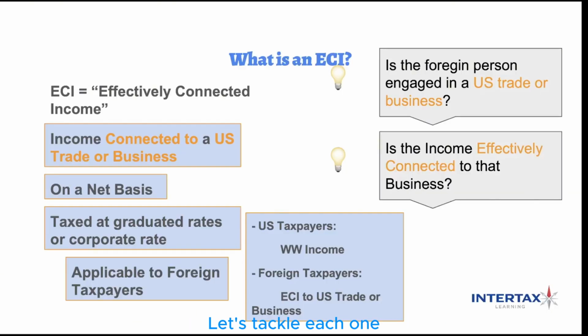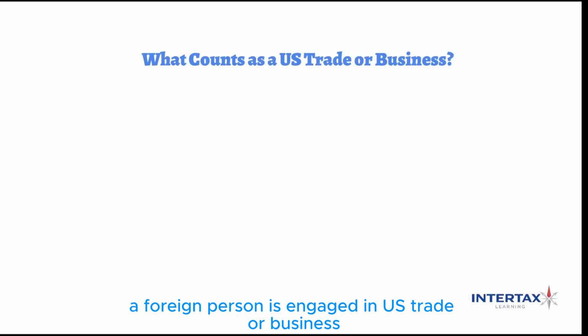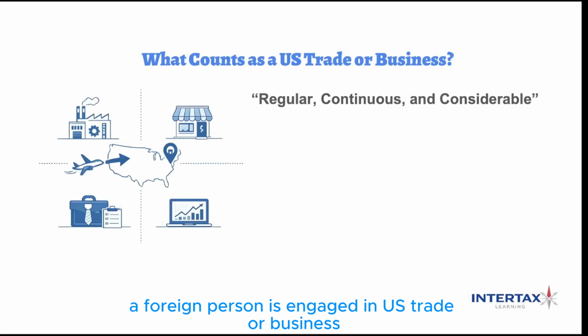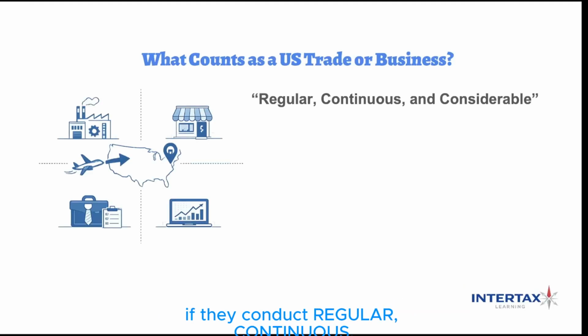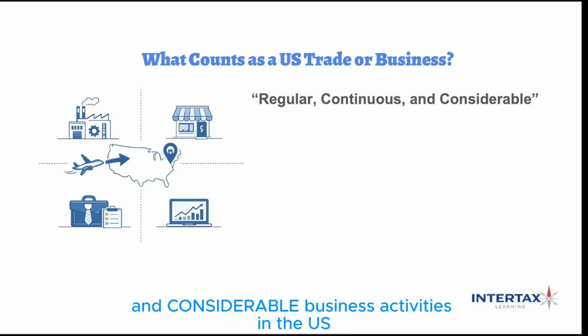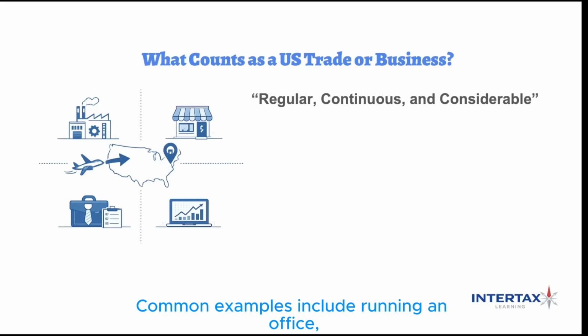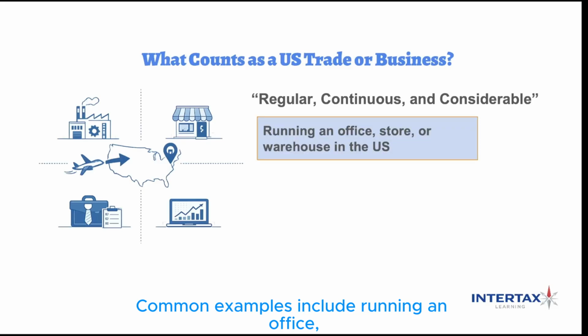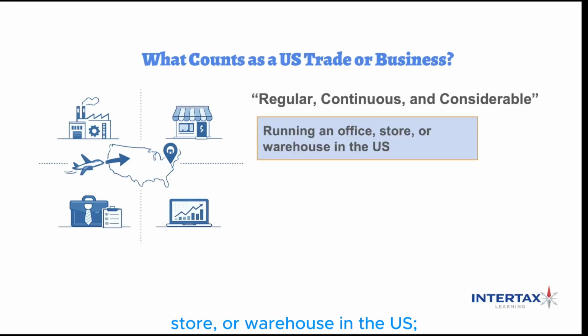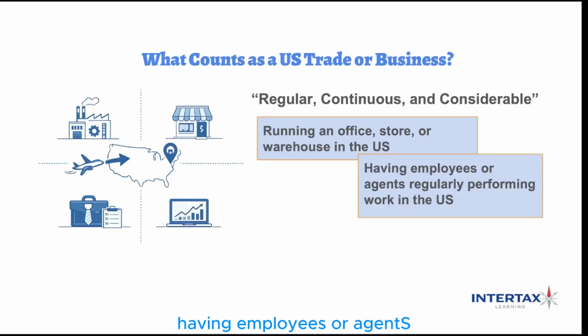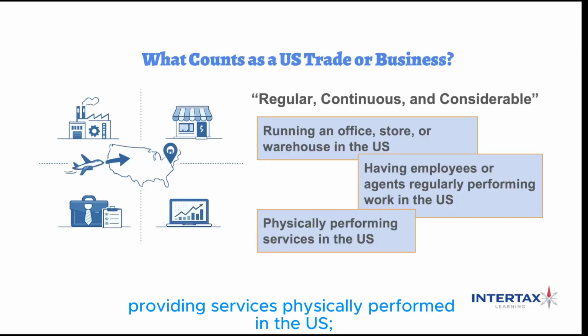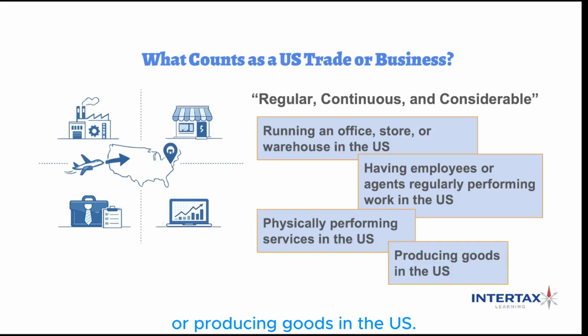Let's tackle each one. Generally, a foreign person is engaged in U.S. trade or business if they conduct regular, continuous, and considerable business activities in the U.S. Common examples include running an office, store, or warehouse in the U.S., having employees or agents regularly performing work in the U.S., providing services physically performed in the U.S., or producing goods in the U.S.